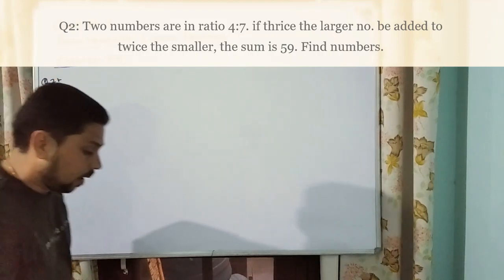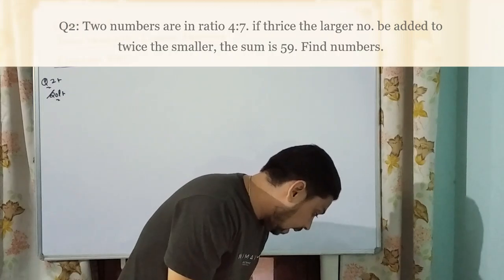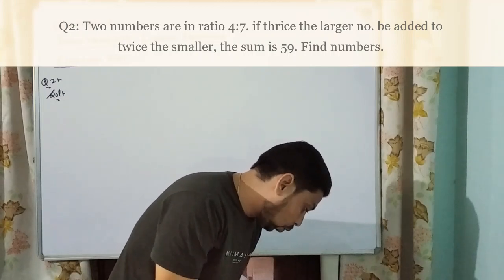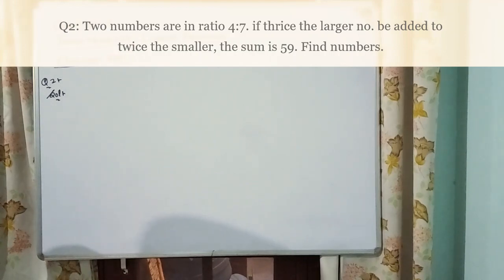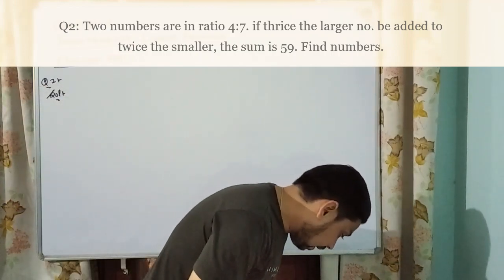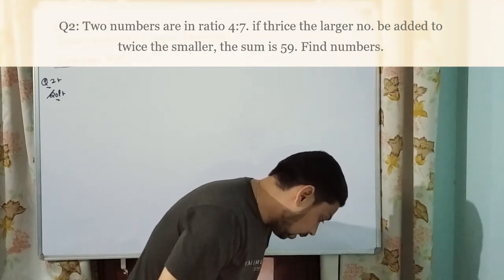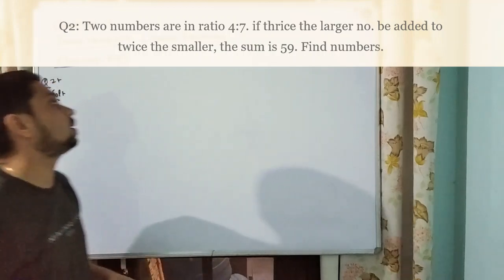Two numbers are in ratio 4:7. If thrice the larger be added to twice the smaller number, the sum is 59.